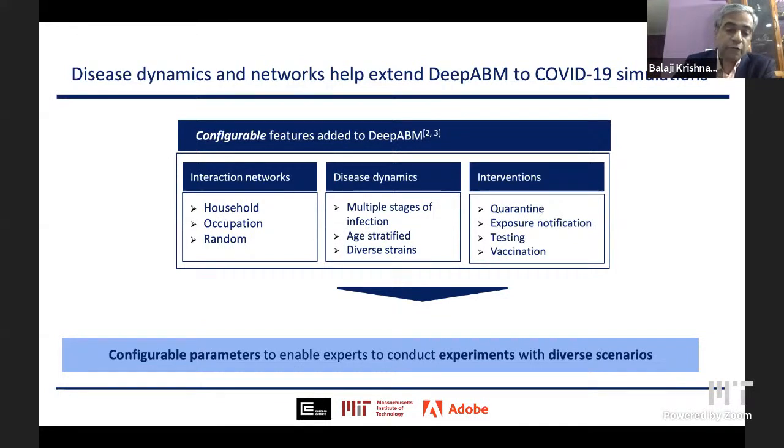And we also have support for modeling diverse strains. Like we now have a new strain that is coming in, especially in Europe and other areas. We could model all of that. And in terms of interventions, we have all of the current things, which are quarantine, notification of exposure, various forms of testing, vaccination, and so on. So we have a very configurable tool, which you can use at a programmatic level, as well as through a modular and intuitive UI with which we can experiment, right? And next slide.